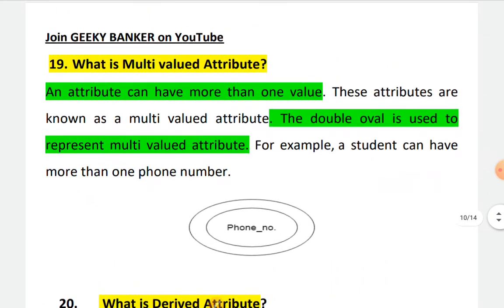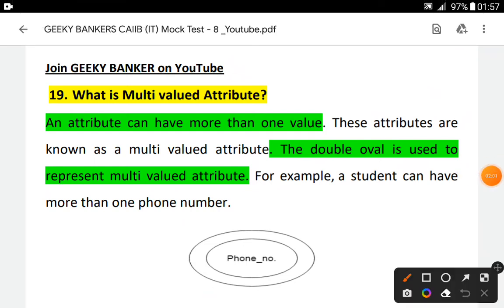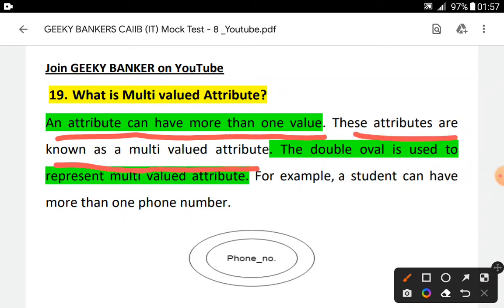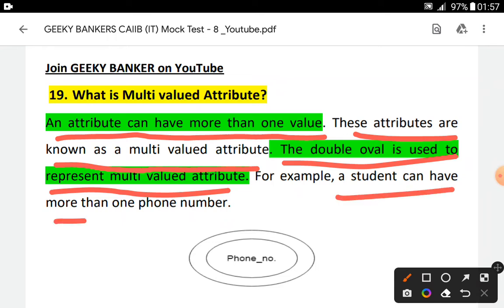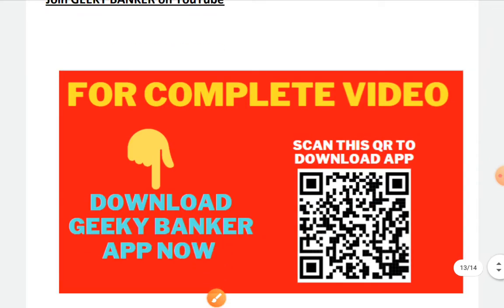Second one, what is a multivalued attribute? Multivalued attribute क्या है? An attribute can have more than one value. These attributes are known as multi-valued attributes. The double oval is used to represent a multi-valued attribute. For example, a student can have more than one phone number. Exactly. आप दो सिम आप रख सकते हो, दो नंबर आप रख सकते हैं. तो वैसा attribute, an attribute which can have more than one value is known as a multi-valued attribute, and for example phone number. ठीक है, so these are the questions I have covered here.